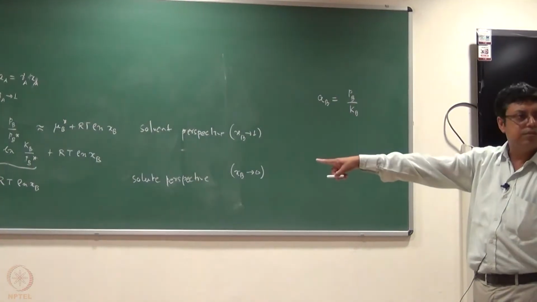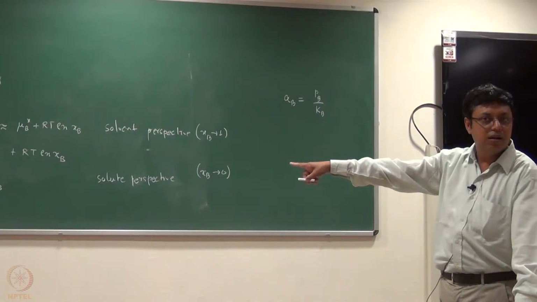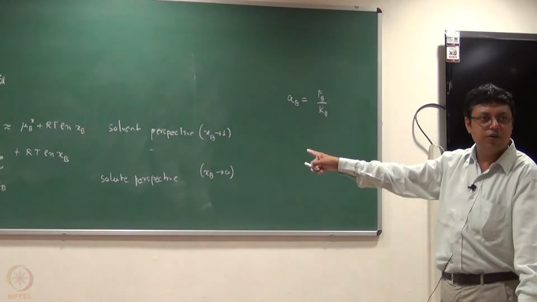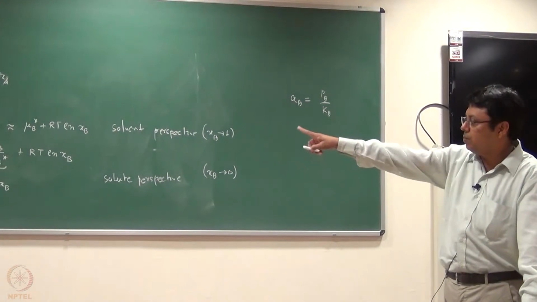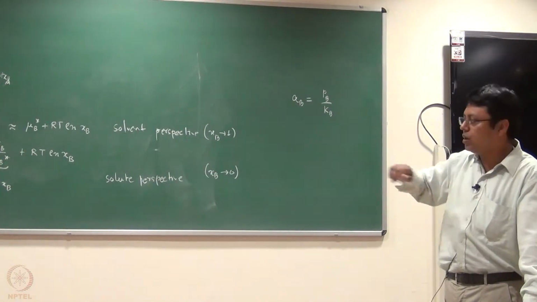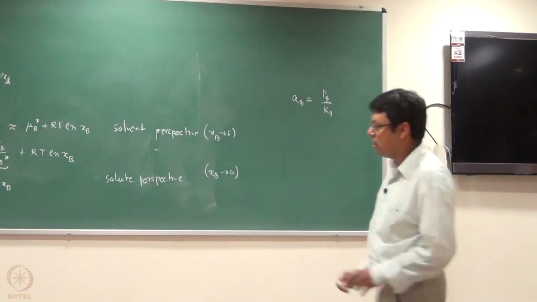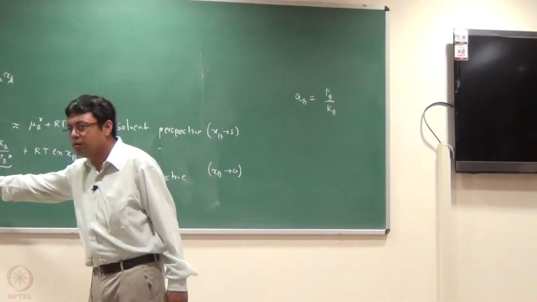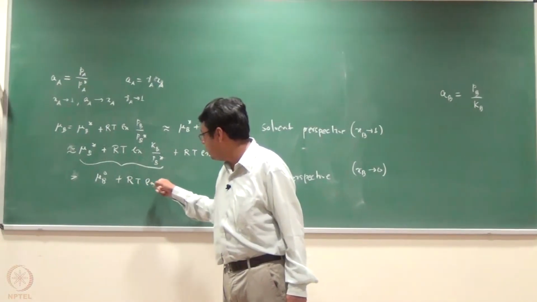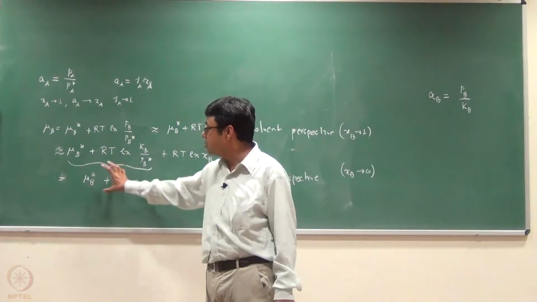Now, why is it PB by KB? Anyone? Why am I writing it not as PA by PA star or PB by PB star for this thing? See, what I am saying here is that I can write this equation as mu A 0 plus RT ln AB. That is an exact equation. This is an approximate equation.